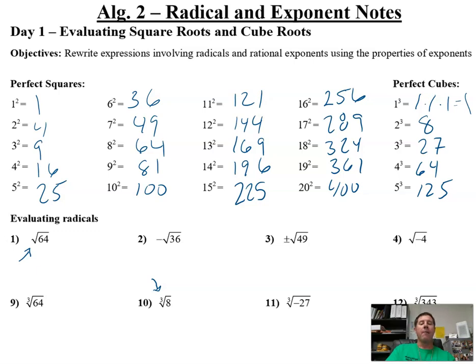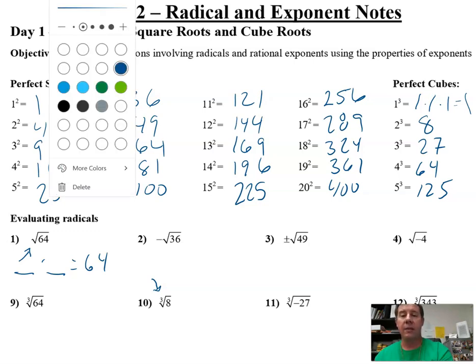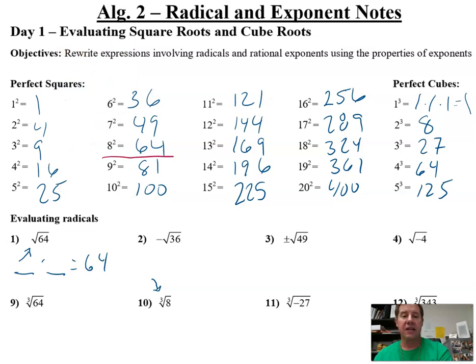All right? But when I'm doing a square root, if there is no index number, that mainly means there's a 2. And if I'm doing a square root, we're asking ourselves, hey, what times what is going to equal 64? This is why it's going to be so important to know your perfect squares, because if you go back up here, hey, what times what is 64? Well, if I look at my list, 8 times 8 was 64.